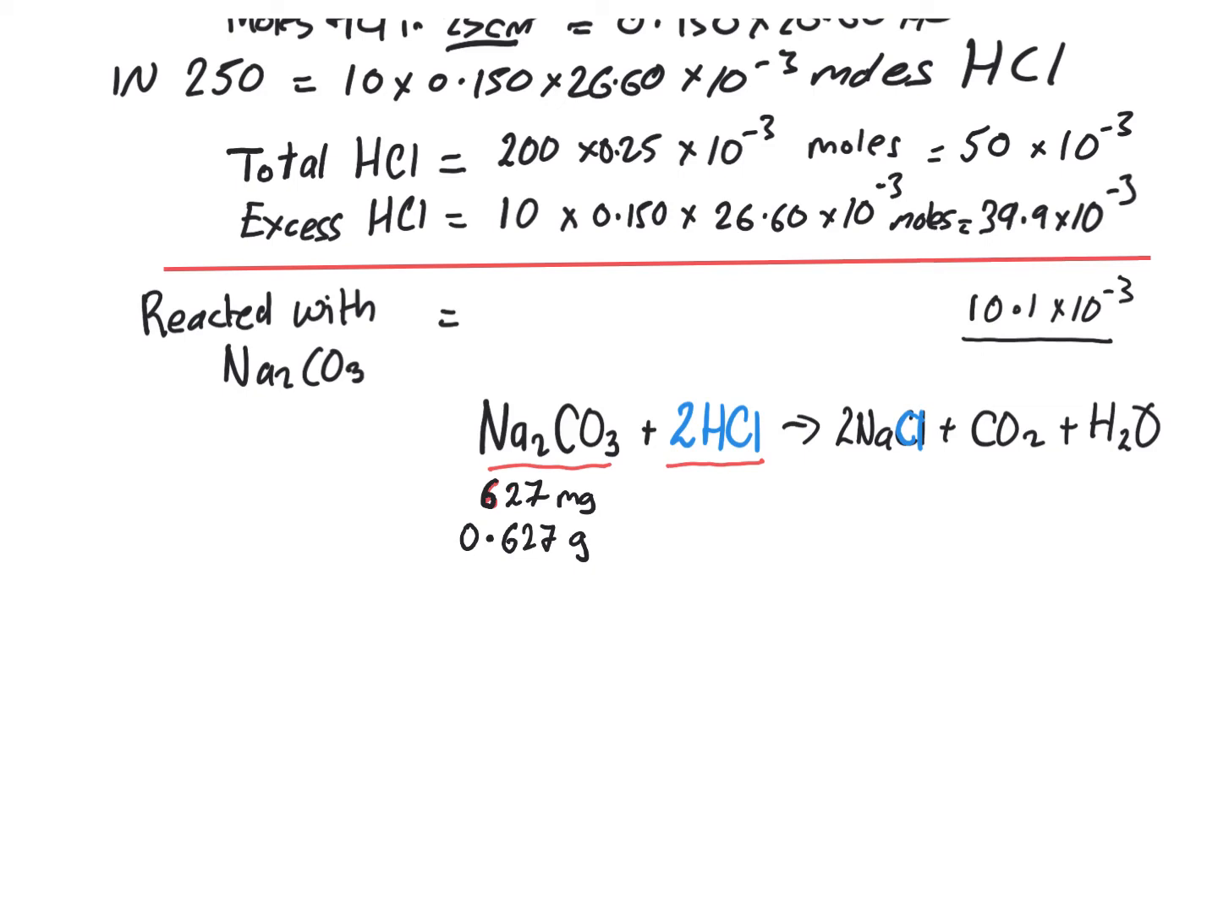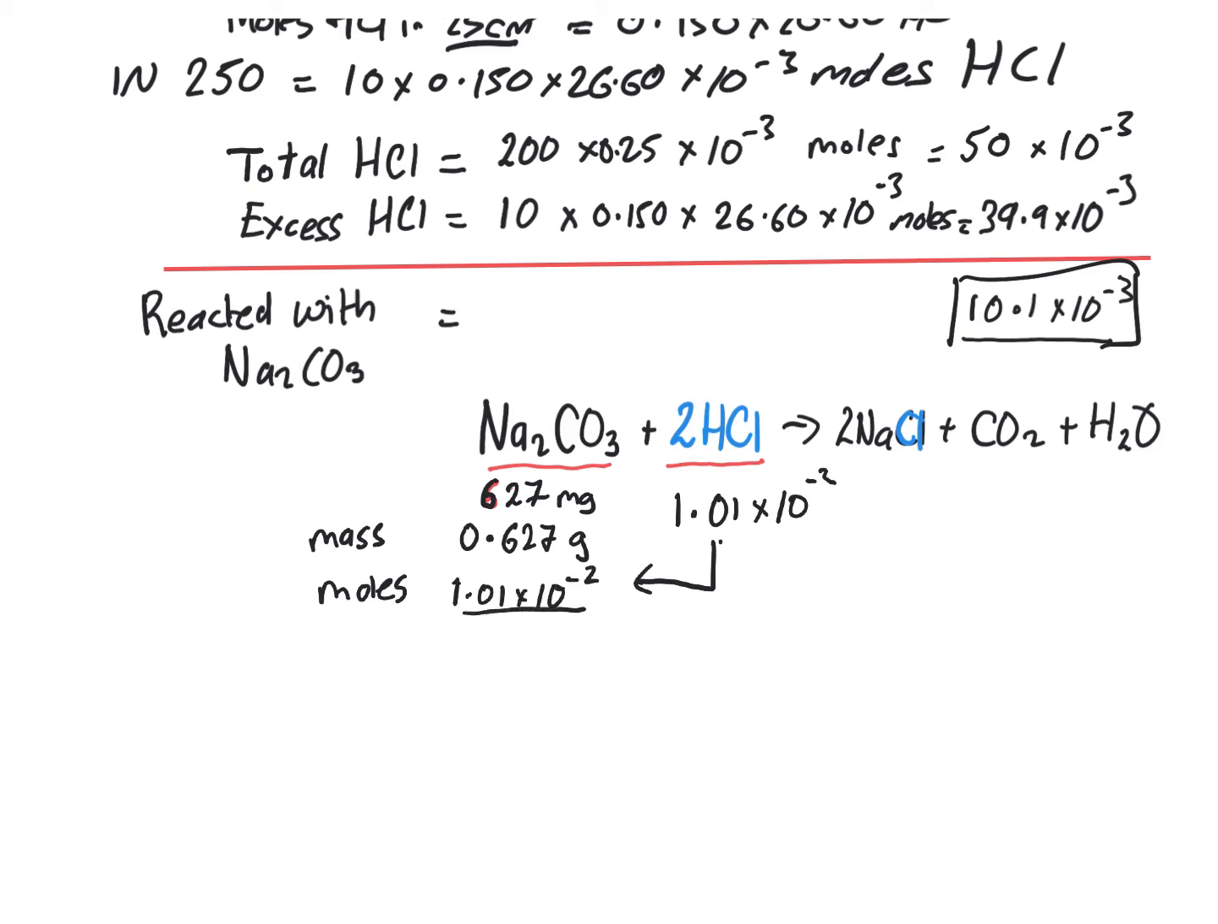We know the moles of the HCl, which was 1.01 times 10 to the minus 2 moles from our calculation here, the amount that reacted. And therefore, because this reacts in a 1-to-2 ratio, the moles of the sodium carbonate must be half as many. So that means we must have 1.01 times 10 to the minus 2 over 2. So it's half as many moles of sodium carbonate.